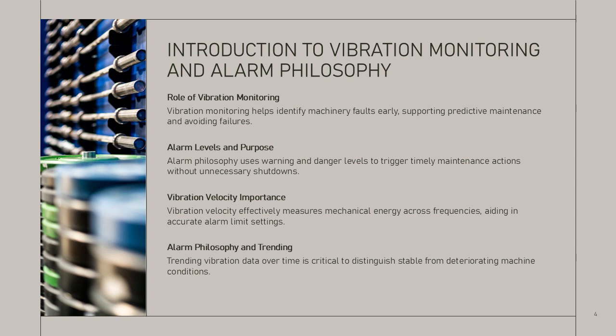Alarm philosophy defines how vibration measurements are interpreted and how maintenance actions are triggered. In an engineering context, alarms are typically divided into at least two levels: an alert or warning alarm that signals abnormal behavior requiring investigation, and a danger or trip alarm that indicates an unacceptable condition requiring immediate action. The purpose of alarm limits is not to shut down machines unnecessarily, but to provide timely information that allows engineers to intervene before damage escalates.